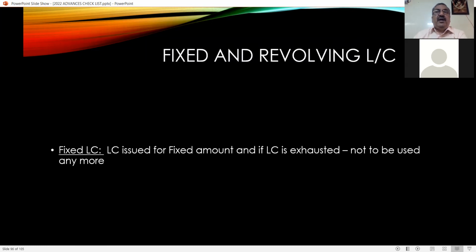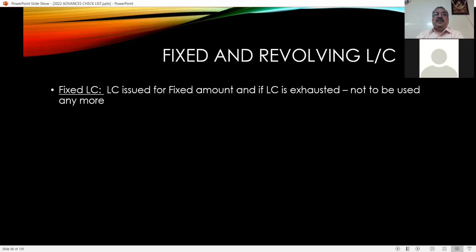And fixed and revolving LC. Fixed LC means an LC issued for a fixed amount, and if the LC is exhausted, it is not to be issued anymore. So this is a fixed amount, and only up to this we can honor. If the amount exceeds, say, 5 lakhs or 10 lakhs, we will not make the payment. So this is called a fixed LC.